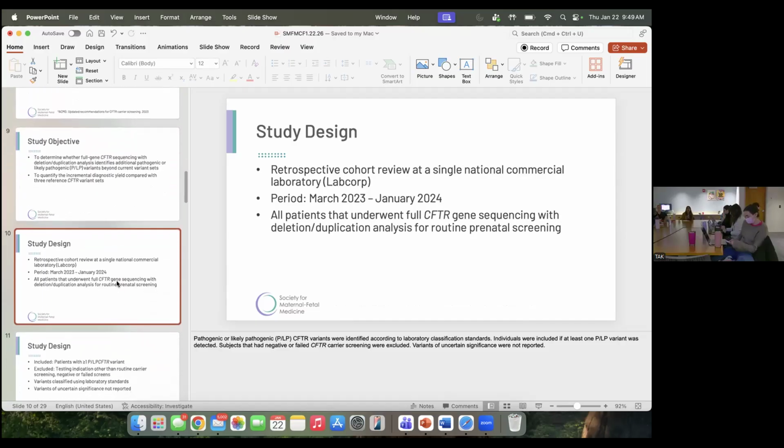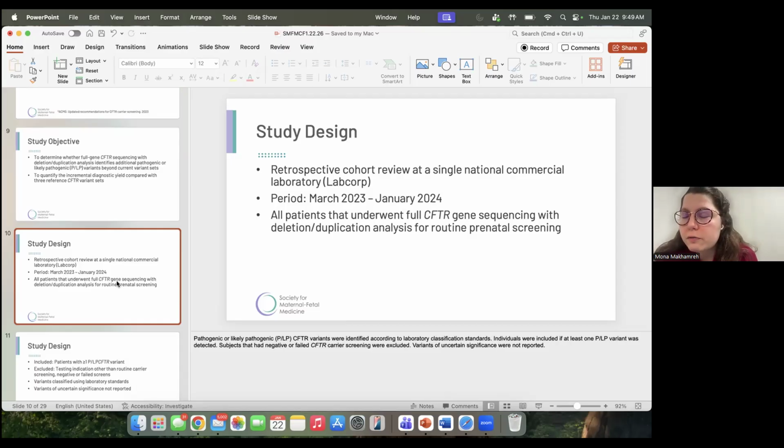For the study design, I think it would be helpful to say why patients opted for this. Basically, why are these patients getting full CFTR gene sequencing? Did they have some family history concern? Was it just that their insurance covered it, so they got it? Do you not know? I think that's an important question.